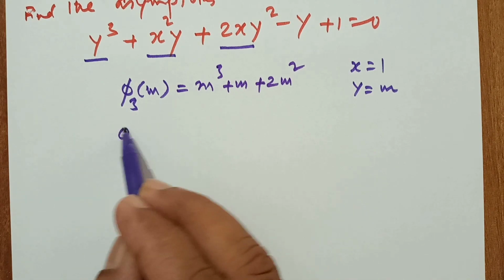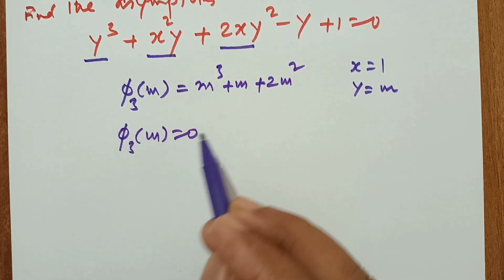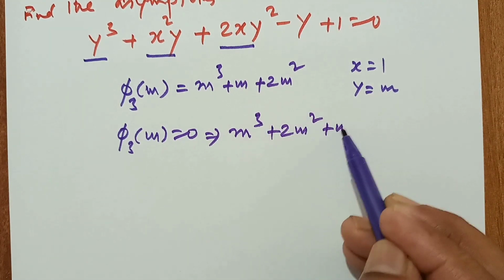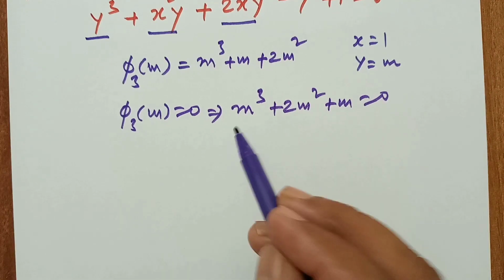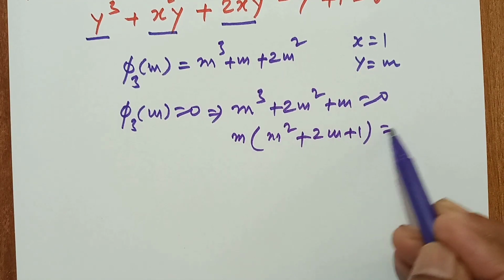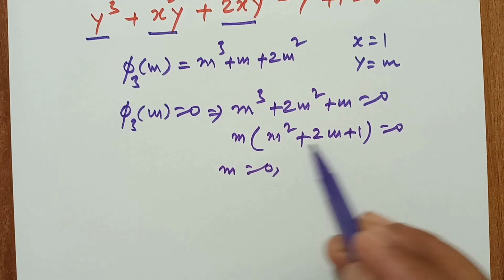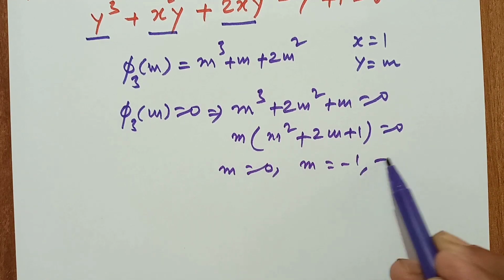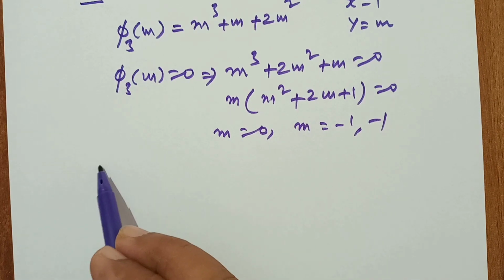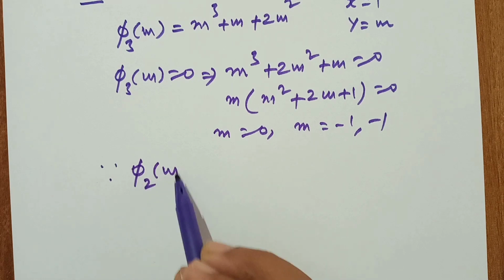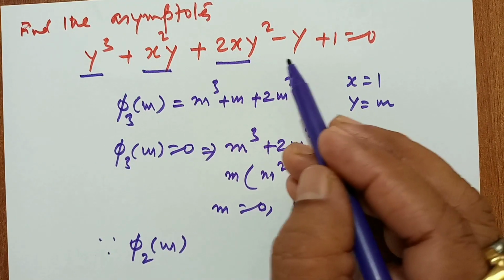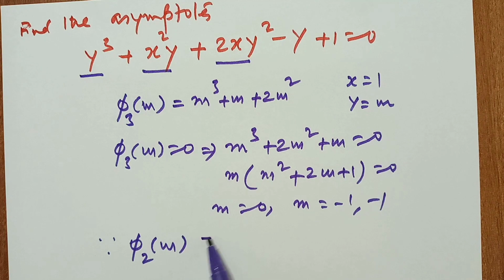Now phi 3 m equal to 0 means m cube plus 2m square plus m is equal to 0. This is very easy. m is common, so m square plus 2m plus 1 is equal to 0. So m is equal to 0, and m plus 1 whole square is equal to 0, so m is equal to minus 1, minus 1. Now the secondary term: the terms which contain second degree are 0. So phi 2 m is equal to 0.